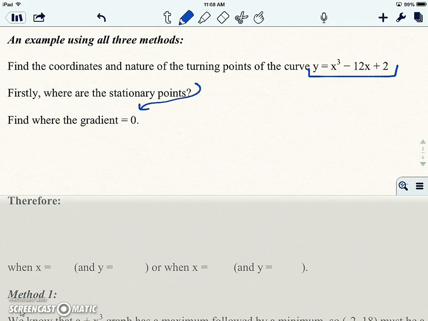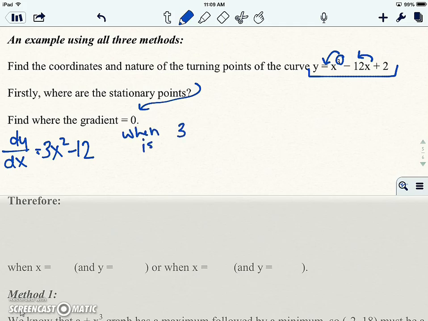So we're going to find the derivative of the first equation. So dy/dx, well, the derivative of x cubed is 3x squared. The derivative of negative 12x is negative 12, and the derivative of 2 is just 0. So we have our equation. Now we need to know when is 3x squared minus 12 equal to 0.